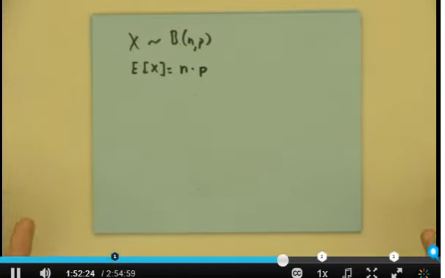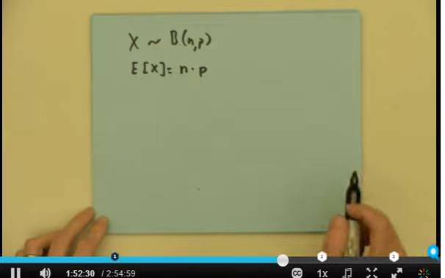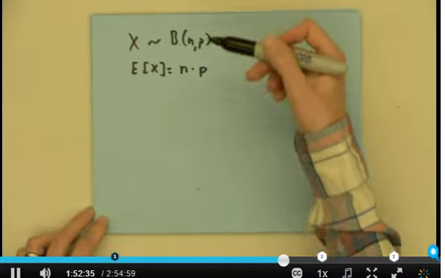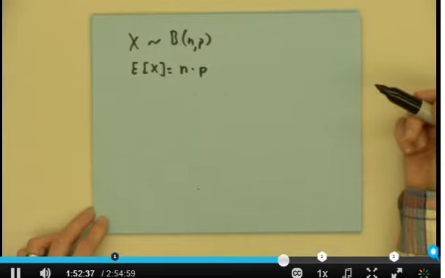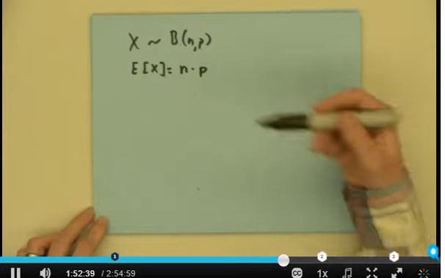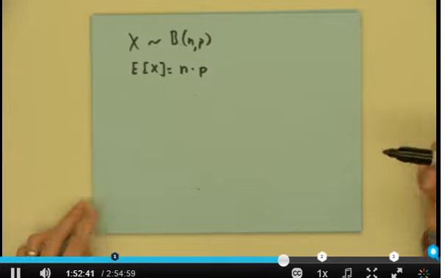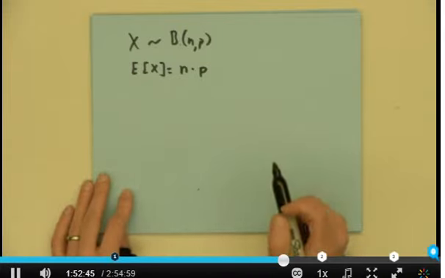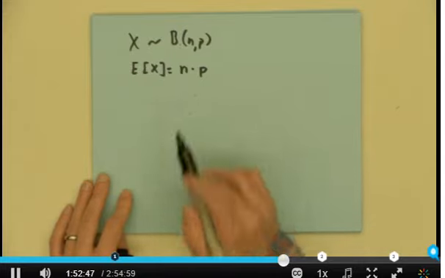No listing out charts, no multiplying and then adding everything together. It's all just n times p. It turns out if you use those complicated formulas, you can show that this is true using the binomial distribution formulas and the formula for expected value. But you don't have to do that. It's been proven this will always work. If it's a binomial distribution, the expected value is n times p.